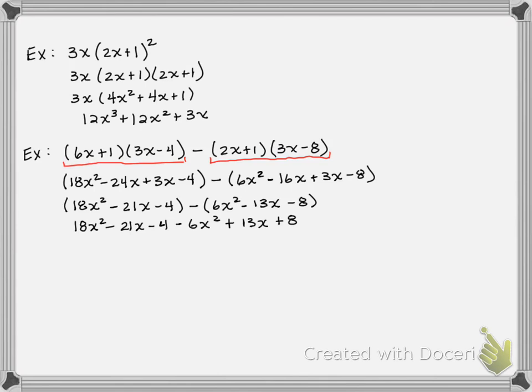So 18x squared minus 6x squared is 12x squared. And, oh gosh, what is that, 7? Isn't it 21? No, it is 8, yeah, thank you. And then -4 and positive 8 is a positive 4.